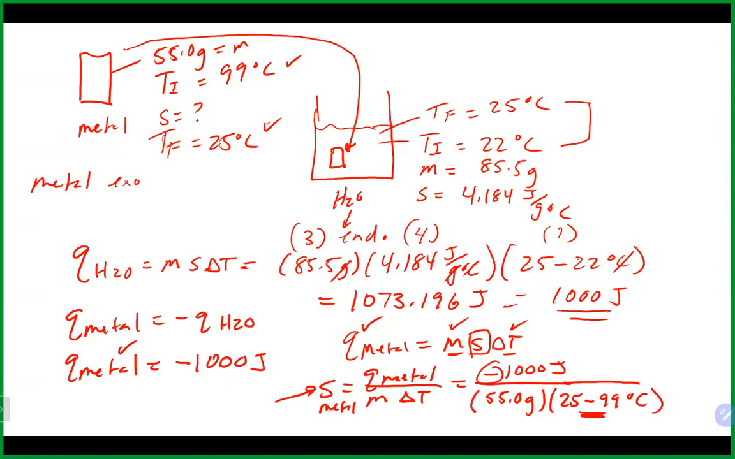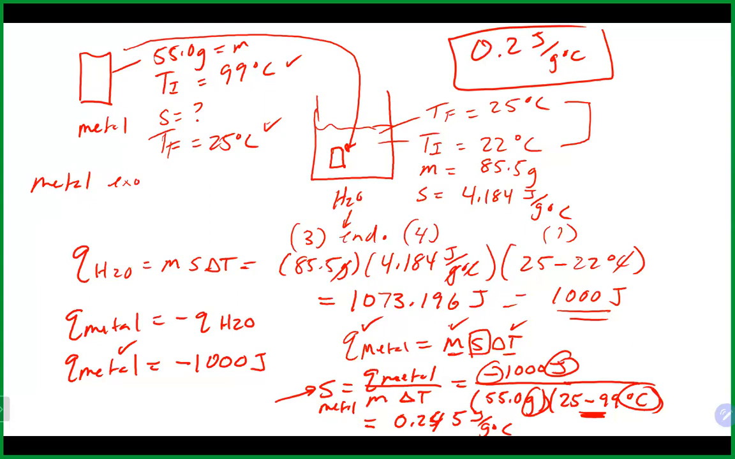So if we do the math there, it looks like 1,000, we'll use our rounded number there, 55, divided by 25 minus 99. And that's going to give us something like 0.245. The units are joules, grams, degrees Celsius. And now, significant figures wise, with my made up numbers, we're going to end up with really one significant figure, because I made up those numbers.